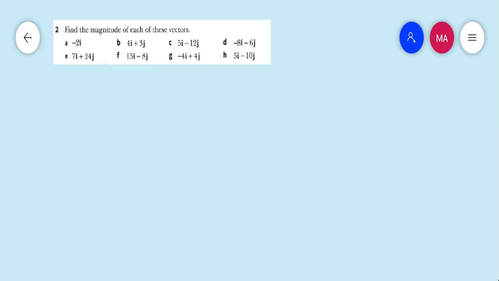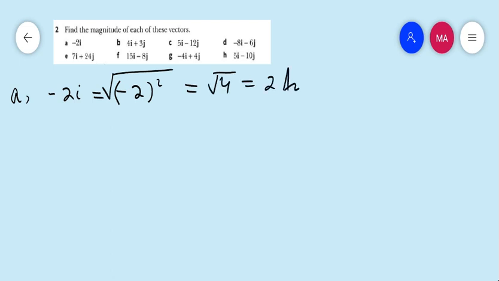Question number 2. Find the magnitudes of each of these vectors. Part A, minus 2i. How to find the magnitude of the vector? Just take the coefficient of i, that is minus 2, apply square and apply root. So minus 2 squared is plus 4, and the root of 4 is 2. So 2 is the answer of part A.